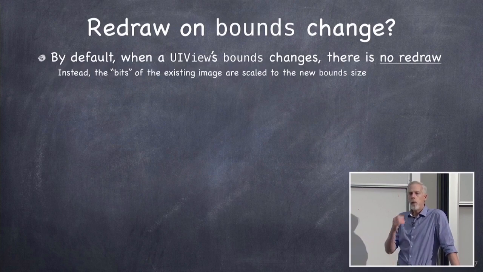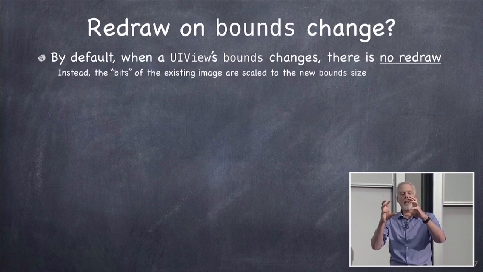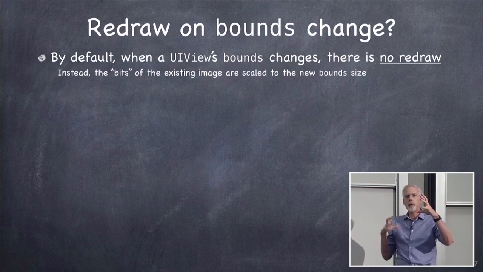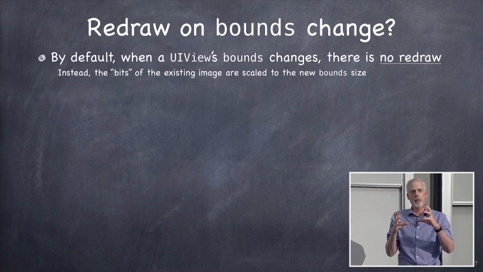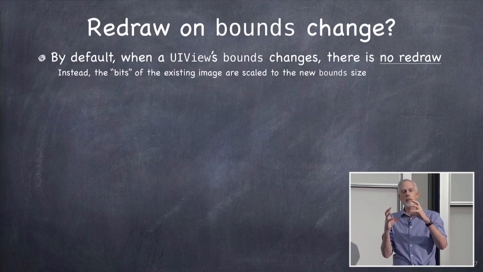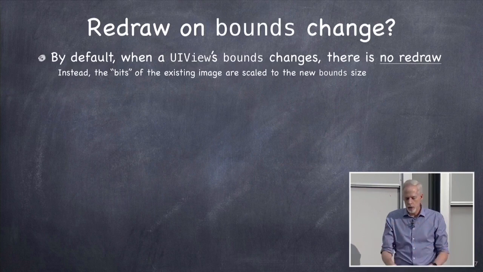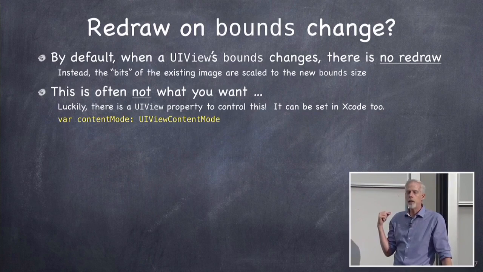All right, one thing to be careful of with UIView. When a UIView changes size, you do not get asked to redraw by default. What it does, believe it or not, is take what you've drawn, grab the pixels, and stretch them to fit the new bounds. Now this is often not what you want. Often what you want is, my bounds change, so ask me to redraw again in my new bounds. So how is this controlled? It's controlled via this var in UIView called contentMode.